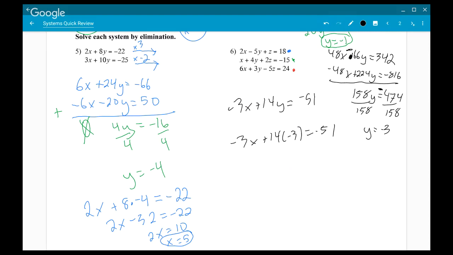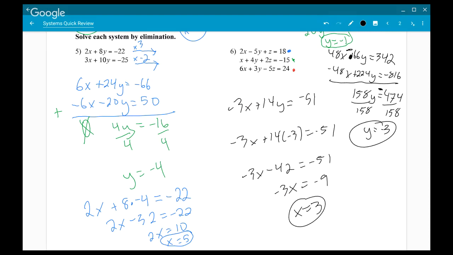So 14 times negative 3 is, 14 times 3 is 42, so negative 42. Add the 42. We get negative 3x equals negative 9. And we get x equals 3. Okay. That gives us 2 of our variables.